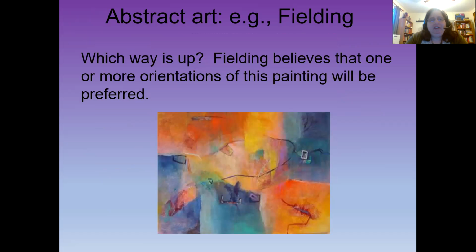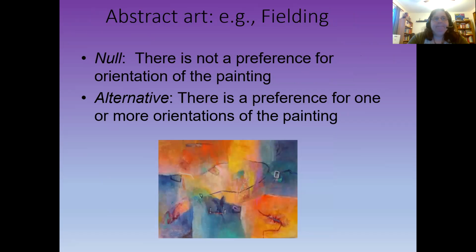This is an example about an abstract art painting, and this study was done by someone named Fielding. And Fielding asks, which way is up? Fielding believes that one or more orientations of this painting will be preferred. In other words, since it's abstract art, technically any one of the 4 sides could be placed up. Okay. So alternative, there is a preference for one or more orientations of the painting. No, there is not a preference for orientation of the painting.